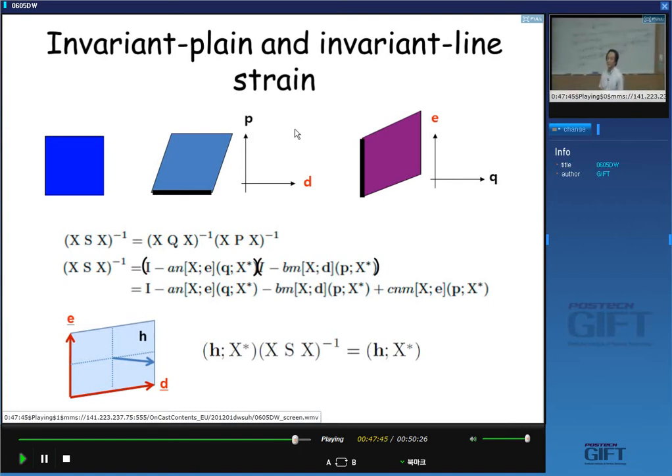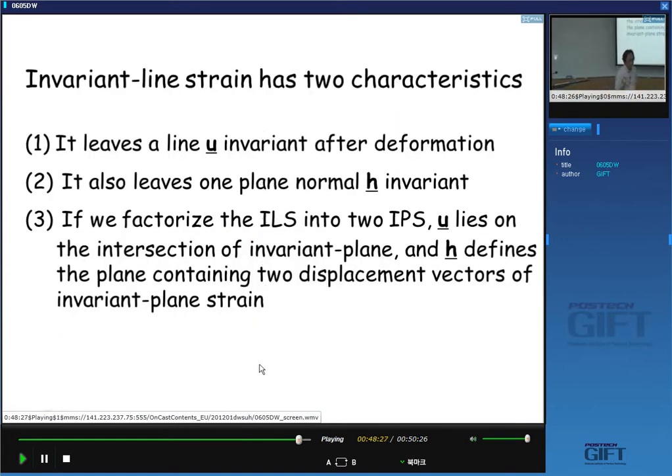Then you can find out this plane normal vector will not be changed by two successive plane strains. So you can understand two successive plane strains means invariant line strain, right? Two successive plane strains is an invariant line strain. So the property of invariant line strain is that it has a vector u which is not affected by the deformation, and also it has one plane normal h which is also not affected by the deformation, invariant line deformation.